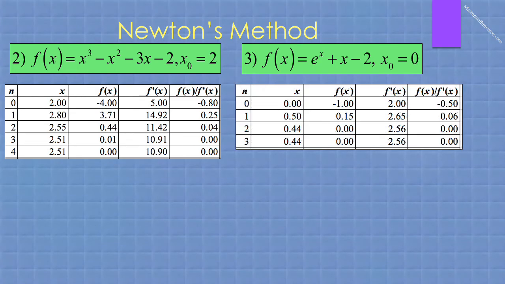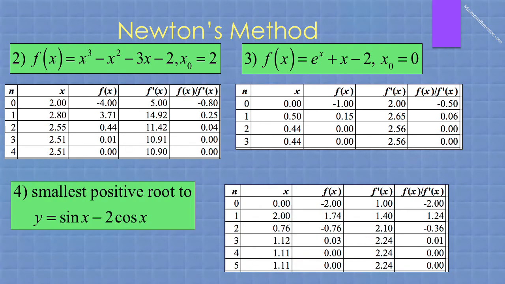In number 3, our function is f of x equals e to the x plus x minus 2, and our starting guess, x sub 0, is equal to 0. We see that it only requires 3 values of n before we get to the root 0.44. Obviously, there are more decimal places. However, to 2 decimal place accuracy, our answer is 0.44.